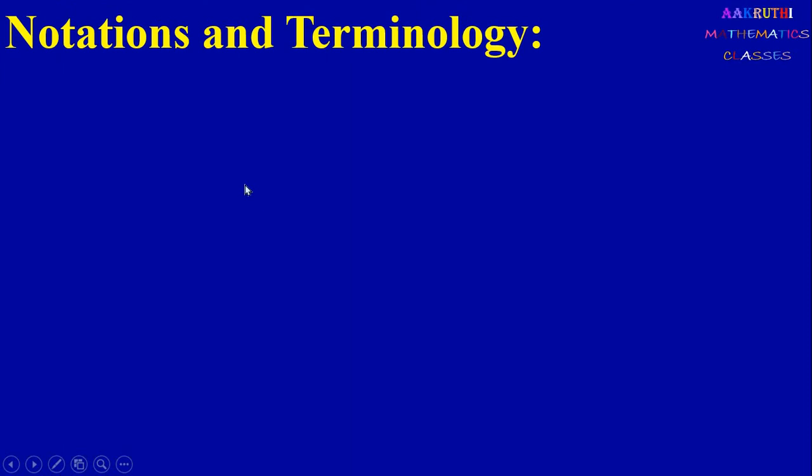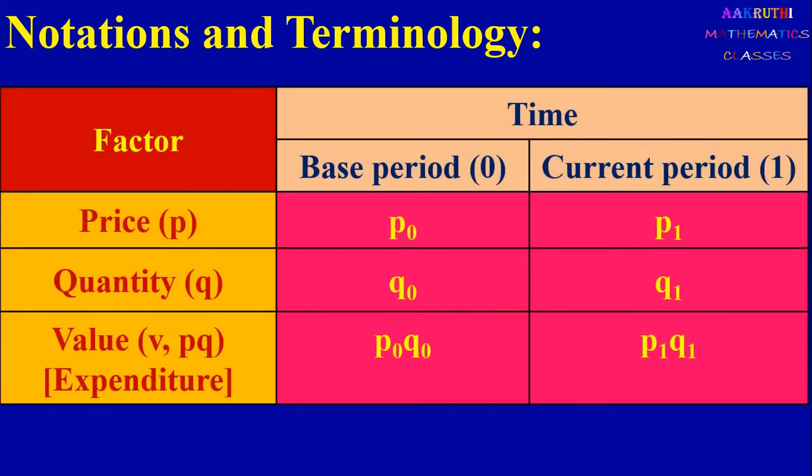So next it is notations and terminology. In formulas we use different notations, and we should know the meaning of those notations. Price is denoted by P, quantity is always denoted by Q, and value means the product of price and quantity, also known as expenditure. Base period price is denoted by P0, current year price by P1. Base year quantity is denoted by Q0 and current year quantity by Q1. Base period value is denoted by V0 or P0 Q0, and current period value is denoted by V1 or P1 Q1.